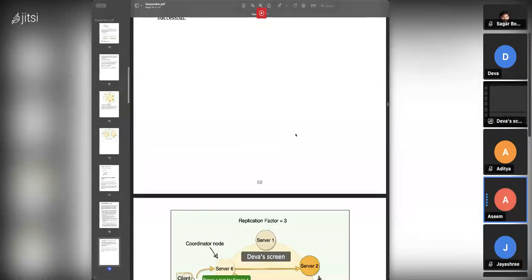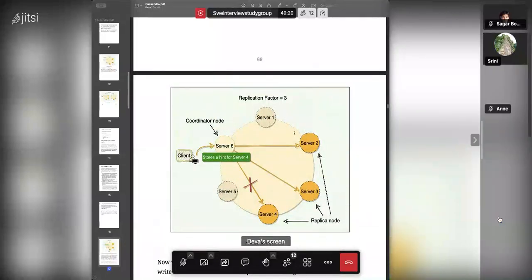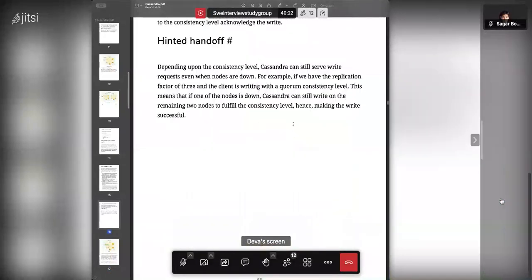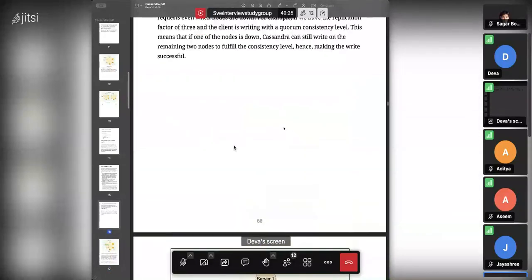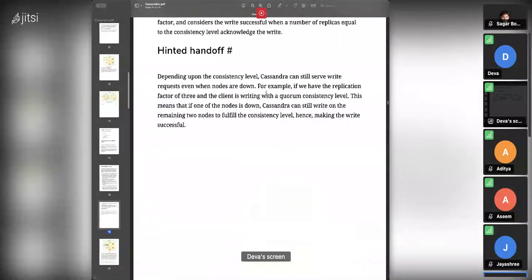Wouldn't it be successful only after it has written to all three of them? No. RF divided by 2 plus 1, right? In this case, 2 is the quorum consistency level, right? For us, the replication factor is 2 for writes, right?